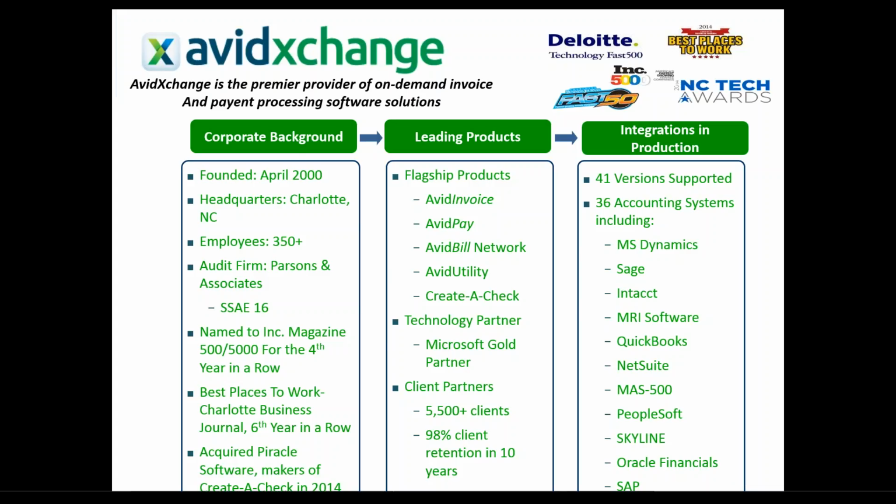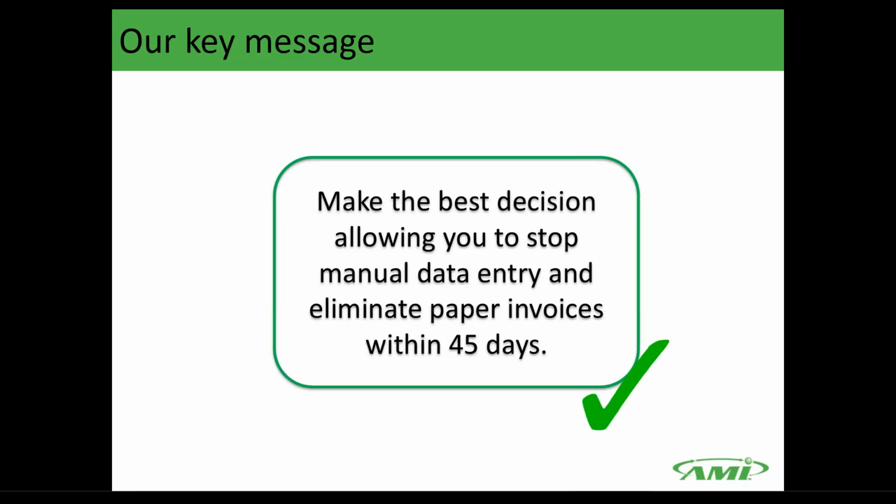So, two great companies. And in the beginning of this webinar, I stated that our goal was to give you actionable takeaways so that you can make the best decision, allowing you to stop manual data entry and eliminate paper invoices within 45 days. And I wasn't kidding. I know that might sound like a dream or like it's impossible, but that's what we do for our clients. We do that with our 45-day implementation guarantee. So just think about it. You could literally never have to touch another paper invoice in less than 2 months. How amazing would that be?